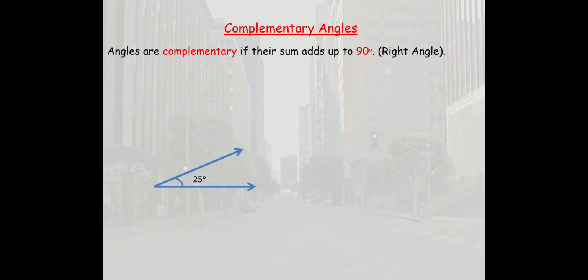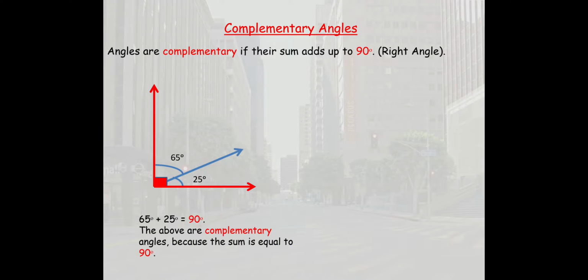Here we have an angle that is 25 degrees and another angle that's 65 degrees. So the sum of 65 and 25 is 90 degrees, as you can see. Therefore, the above are complementary angles because the sum is equal to 90 degrees.